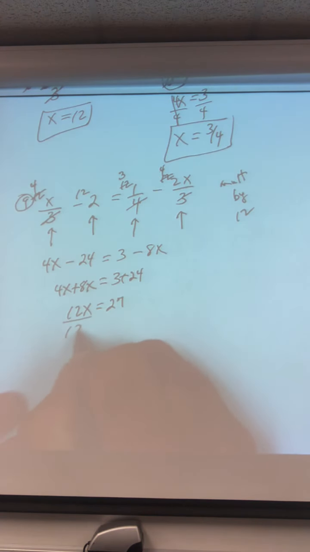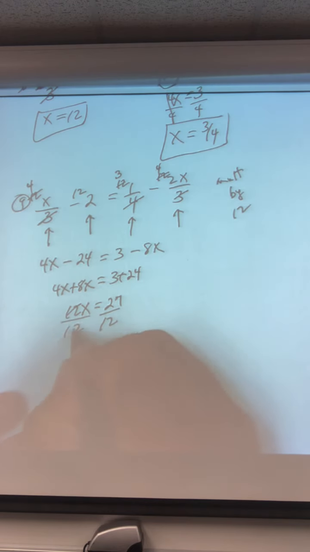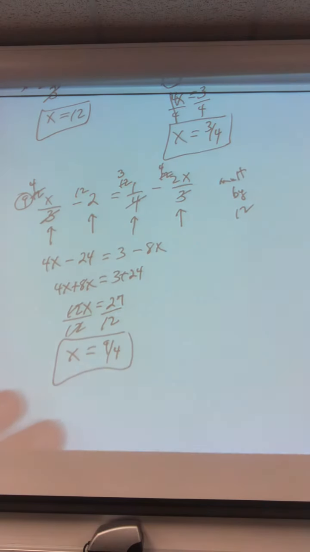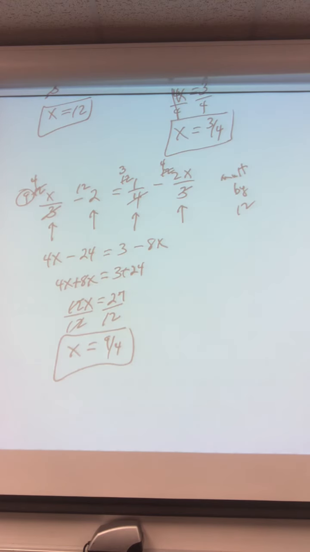Now divide by the coefficient of x. I can do that because it's not 0. And then 27 over 12 will reduce because 3 goes into both of those. 3 goes into 27, 9 times. 3 goes into 12, 4 times.